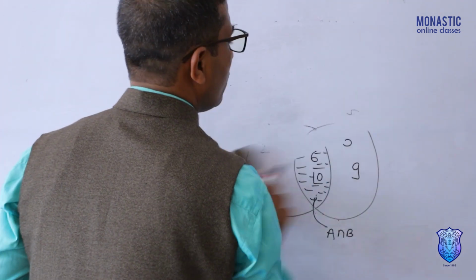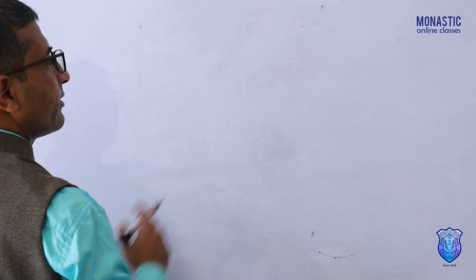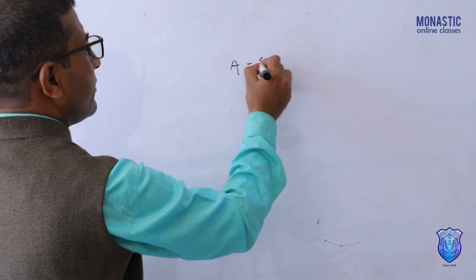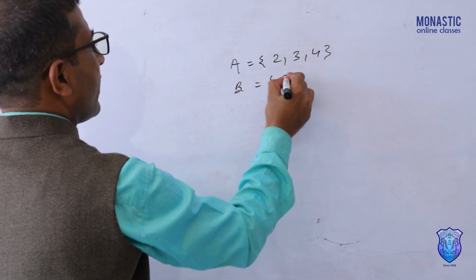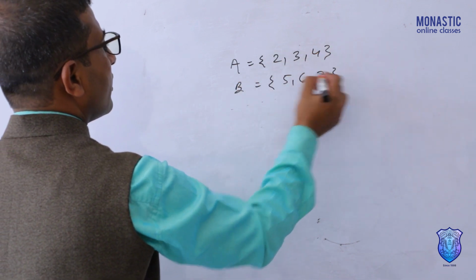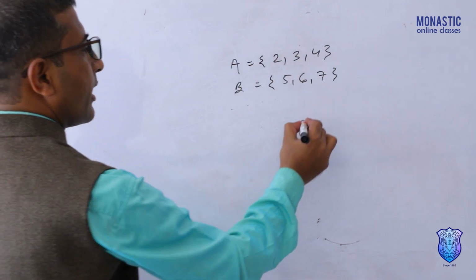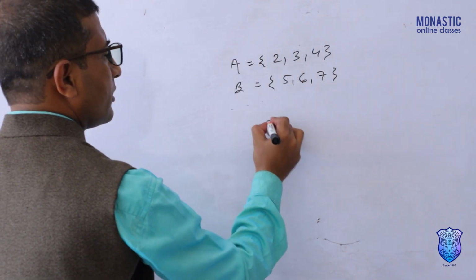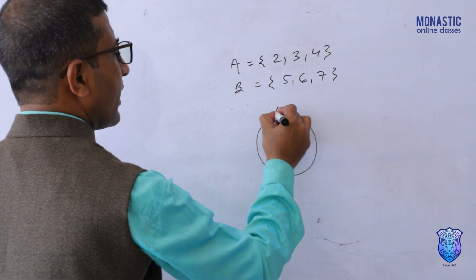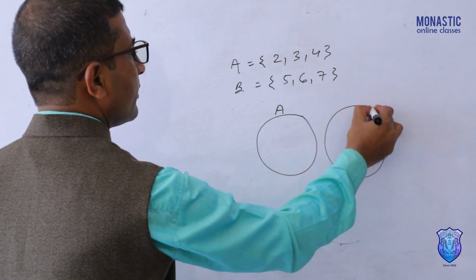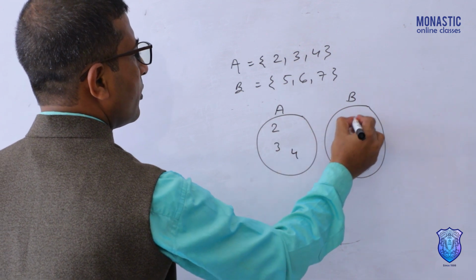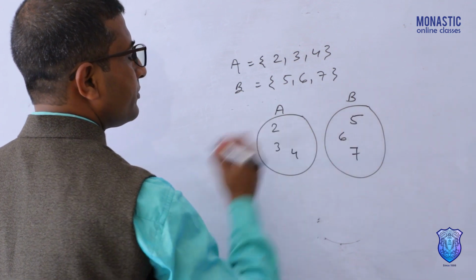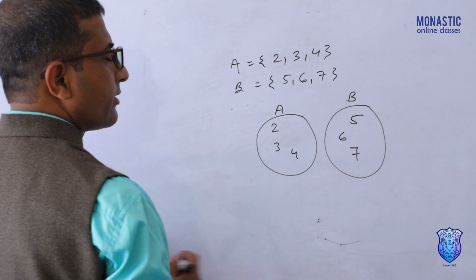But when you have disjoint set, like A is given 2, 3, 4, B is given 5, 6, 7. If we have to show this in Venn diagram, then what to do? That's A, that's B. Since there is no common element, we have to write separately. That's it.